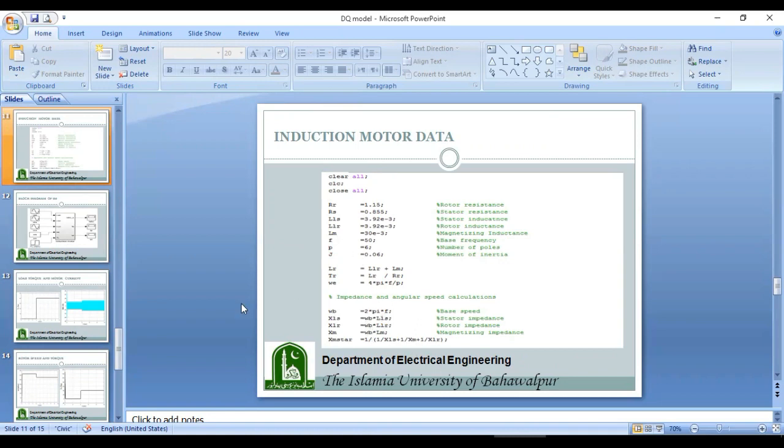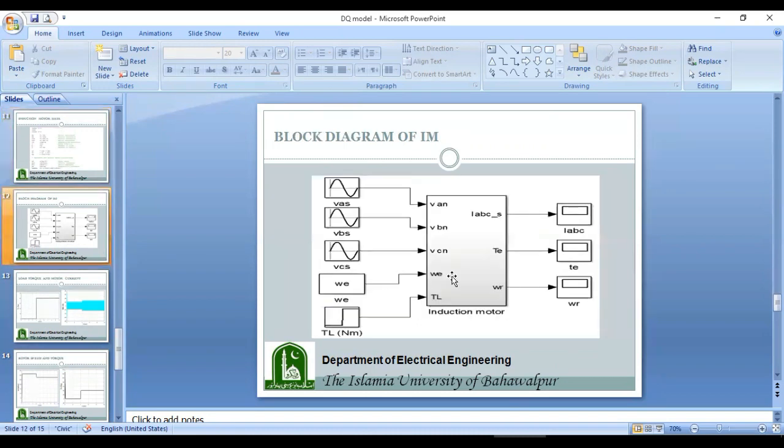So first of all, that file has to be run, and this is the overall model of the induction motor. And here you can see the three-phase voltages which are applied. This is the DQ model of the induction motor, and it will give us the current drawn by the induction motor, the electromagnetic torque generated by the induction motor, and the rotor mechanical speed. This is omega E, which is a known quantity, and this is the applied load torque. Initially, the load is kept at zero, but after 4 seconds of simulation, the load is suddenly applied as 40 Newton meter, and then we will check the response of these currents.